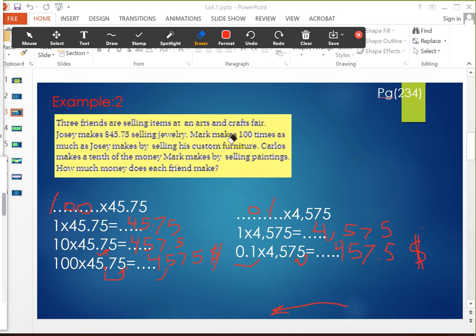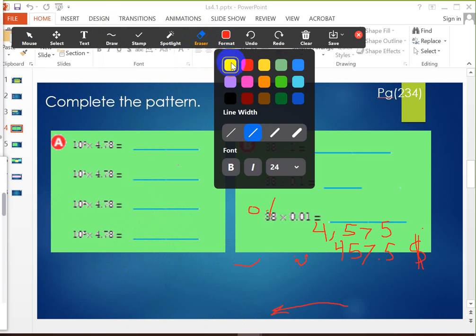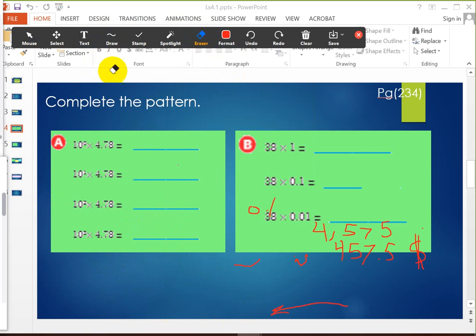Okay, so let's move to exercise A and B. Okay, I will erase only this side. I will leave this side for you. So now let's see the first one. You remember the powers of 10.